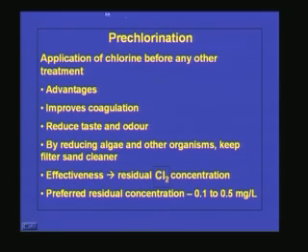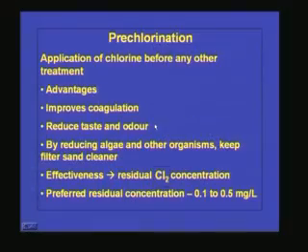Now, the next one is prechlorination. Prechlorination is nothing but the application of chlorine before any other treatment. It has certain advantages. It improves coagulation, especially if you are collecting the water from stagnant water bodies, which will have a lot of algae present. Removal of algae by coagulation and flocculation is very difficult, or we have to add an excess alum dose to remove the algae. But if you chlorinate the water and kill the algae, then it becomes very easy to remove.